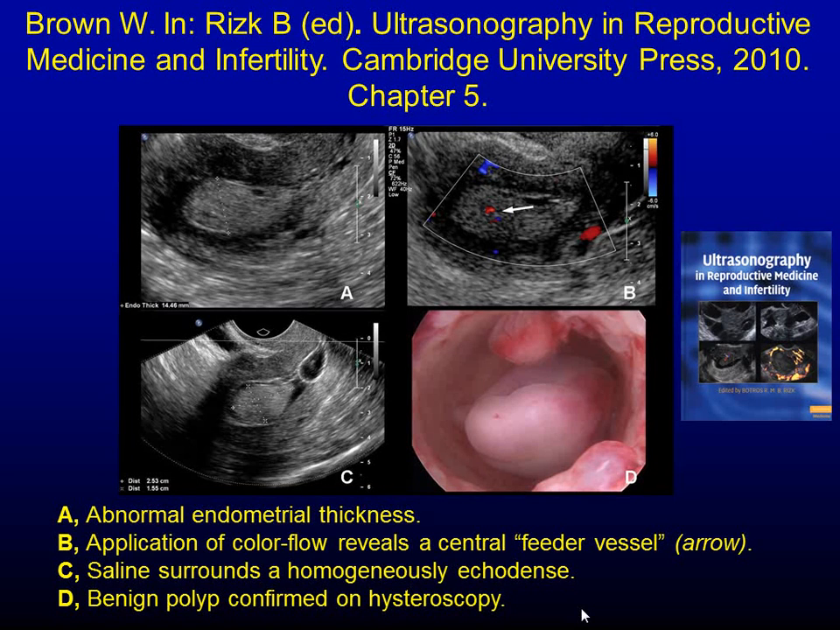This cartoon puts the four together. What do I mean by four together? So this lady comes in with some kind of abnormal bleeding. So you do ultrasound. All you can tell from the ultrasound is what? That her endometrium is thickened. Thickened above and beyond the usual.